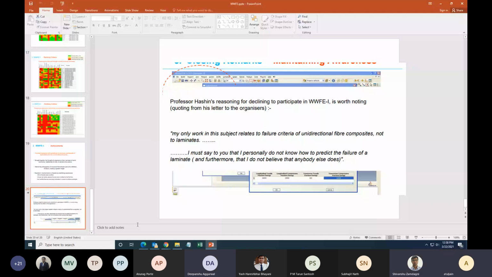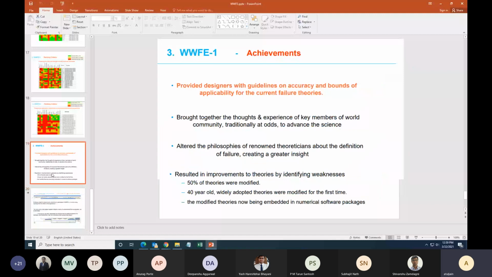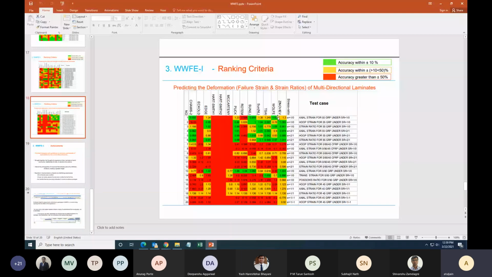Sir, what is the second phase? The second worldwide exercise, I think, as they say in this one, that most theories got adopted. They got slightly better, but still, I don't think it has reached a stage where any one failure criteria is green for all the test cases. That has still not happened.